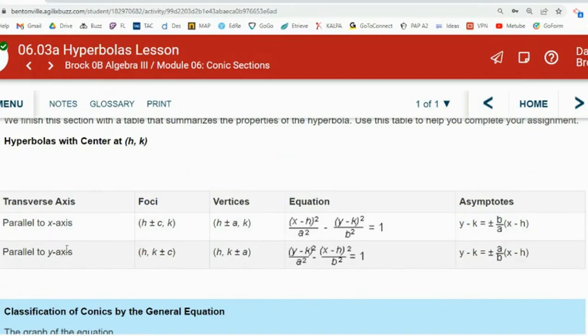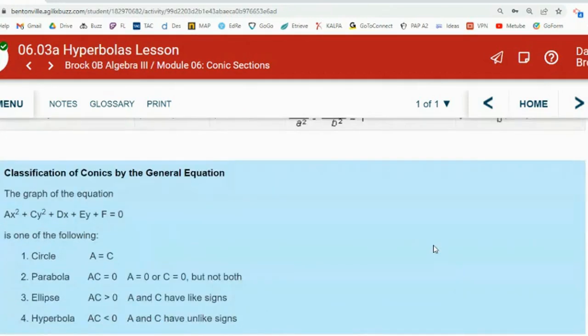If it's parallel to the y-axis, it's an up and down center-focal-point line. Then you take c and add it to k, and the a goes with the k. And there's the equation for that one, where again the y minus k and the x minus h trade places. And the asymptote equation is a over b instead of b over a.